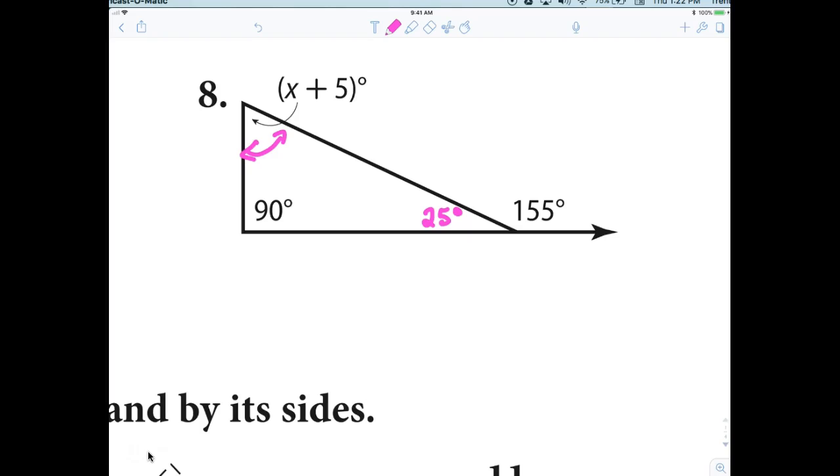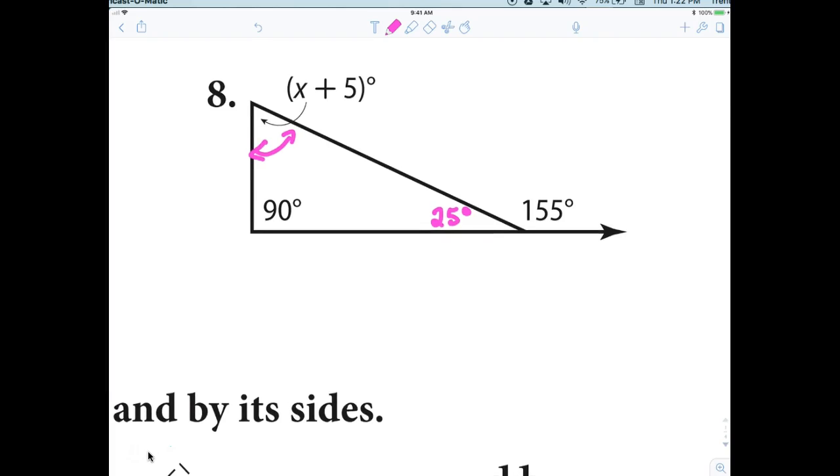So again, kind of a question I'm not real happy with. But what I'm saying is I don't need x plus 5 to figure out what that angle is. 90 plus 25 is 115. 115 from 180 would be 65. So the angle itself is 65 degrees. Now it's saying that x plus 5 is equal to 65, so the x value would be 60. The angle measure is not 60. X is 60.